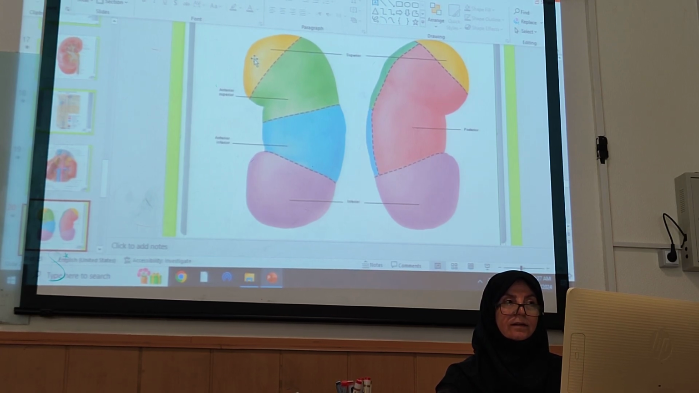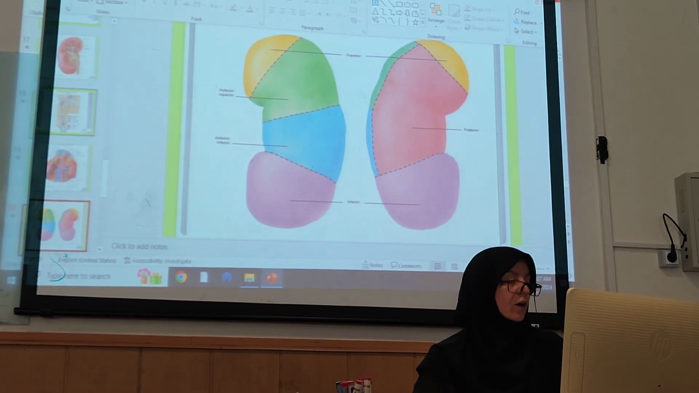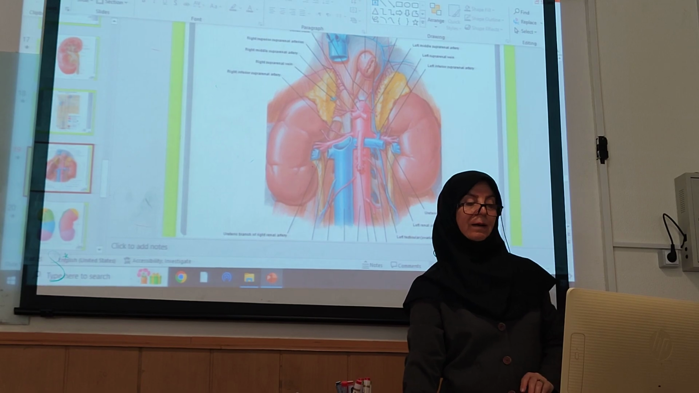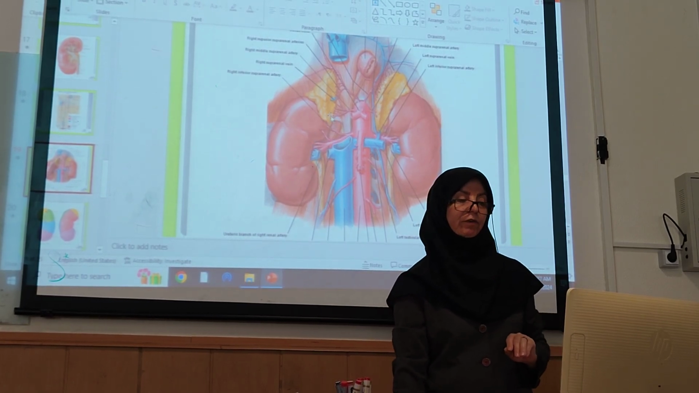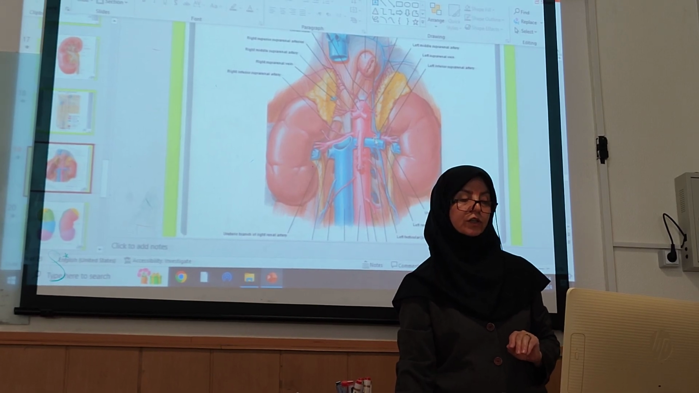The kidney is divided into segments, and the renal artery divides into 5 branches, which supply different areas. So this is the superior lobe, the top. This one is the inferior lobe. These are anterior inferior and anterior superior, and the pink one is posterior. If you remember, I told you from the abdominal aorta we have one branch, one artery for each kidney.